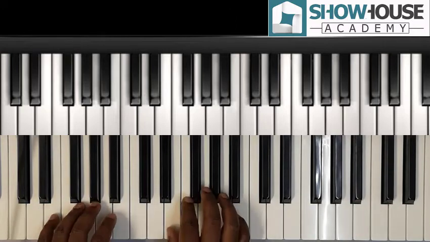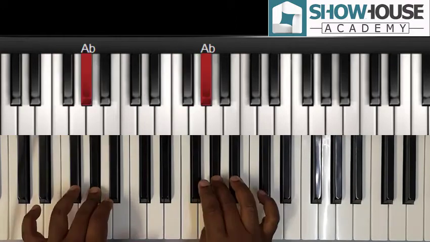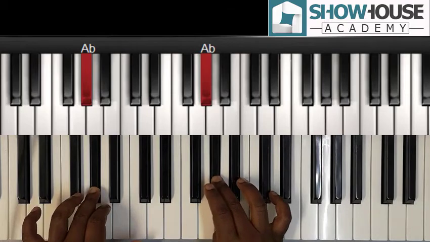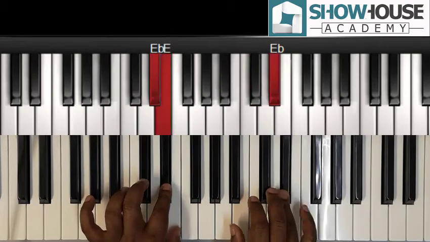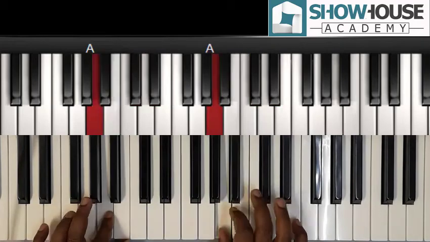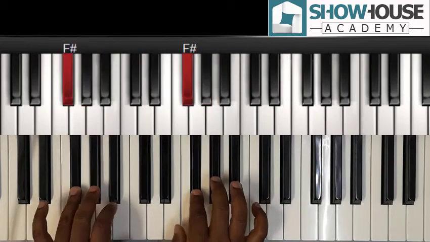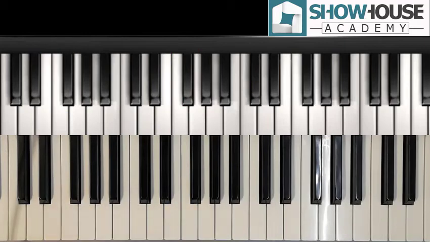Both hands together now. Tuck. All right. The next key is G. Right?